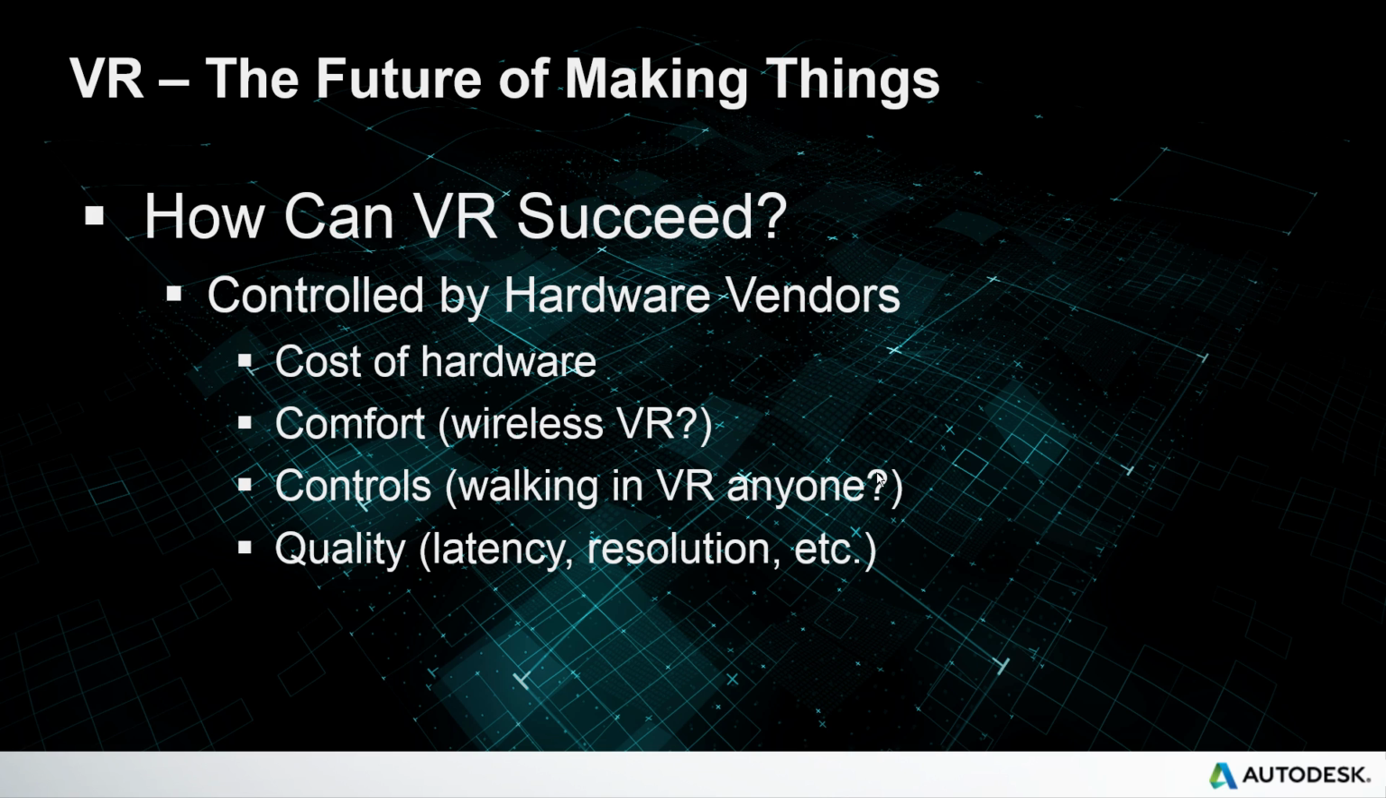So, what are some things we can do to help VR succeed? Some things are controlled by the hardware vendors, and that includes the cost of hardware. Obviously, right now the costs are kind of high because making VR systems is pretty expensive. And so right now, you may only have mostly early adopters buying the hardware.